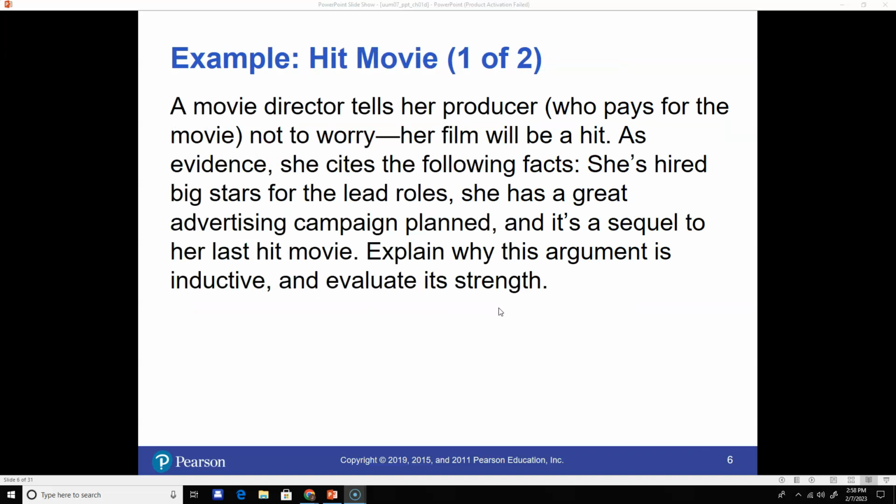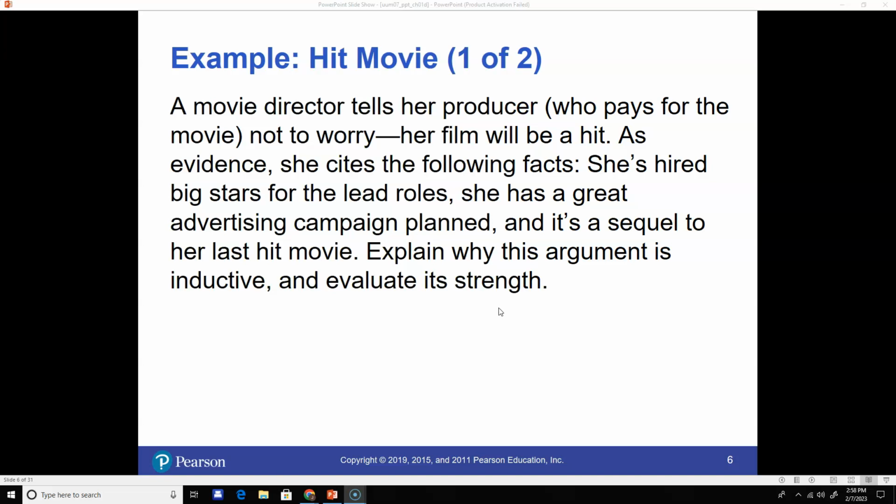A movie director tells her producer, who pays for the movie, not to worry, the film will be a hit. As evidence, she cites the following facts. She's hired big stars for lead roles. She has a great advertising campaign planned, and it's a sequel to her last movie. Explain why this argument is inductive. Well, it's inductive because she has three specific premises she's looking at. There's big stars, the advertising campaign's good, and it's a sequel to a hit movie. So those are three specific things.